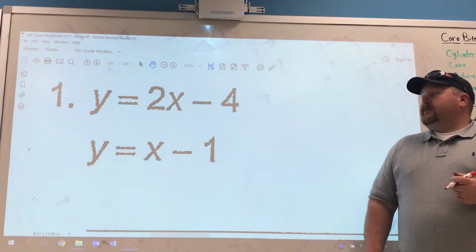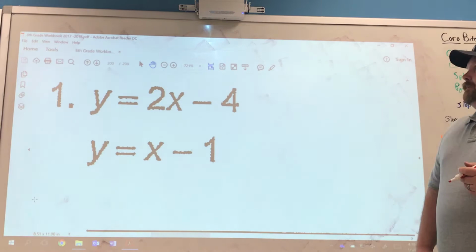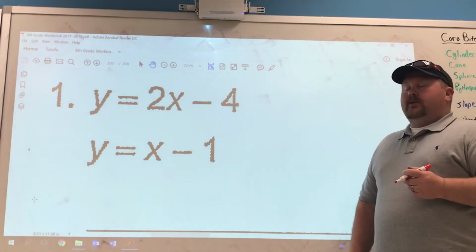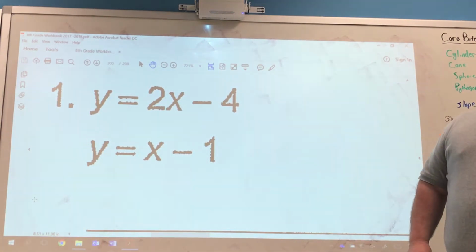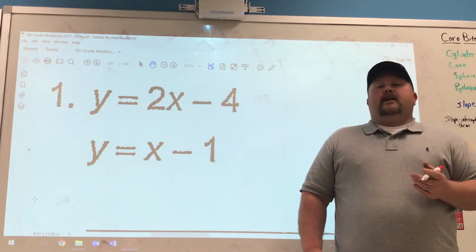All right, so this is page 200 of the workbook. This is solving systems by substitution. So you should be able to solve these without graphing them. You'll still arrive at an answer, one of the three answers that we had when we graphed them.